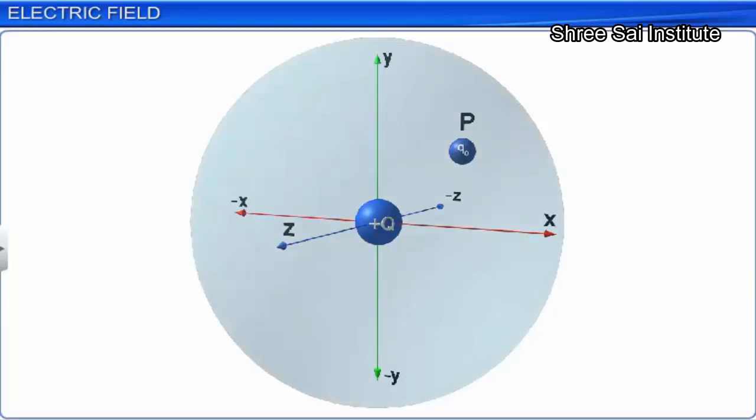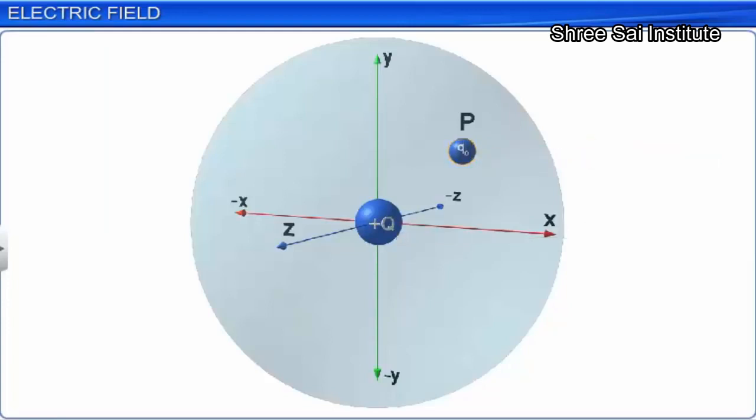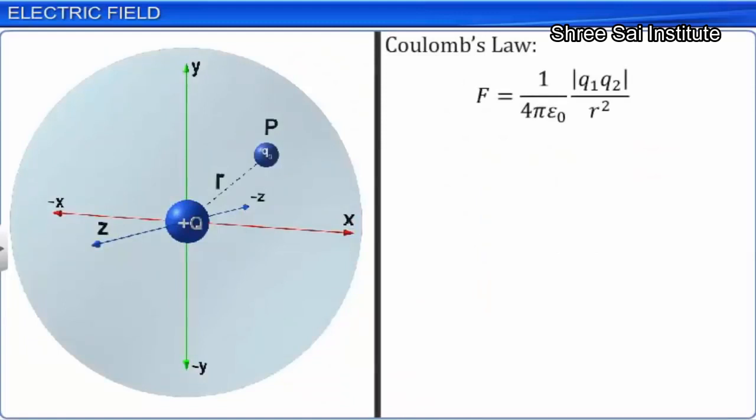An electric field is a region in which the influence of a charge is felt. Since charge q produces this electric field, this charge is called the source charge. Charge q0 is called a test charge, as it is used to study the effect of the electric field created by charge q. We can use Coulomb's law to calculate the force on q0 due to q. The electrostatic force on q0 due to charge q is F is equal to 1 by 4 pi epsilon naught q q0 by r square into r cap, where r cap is the unit vector along the direction of OP. Let this be equation 1.